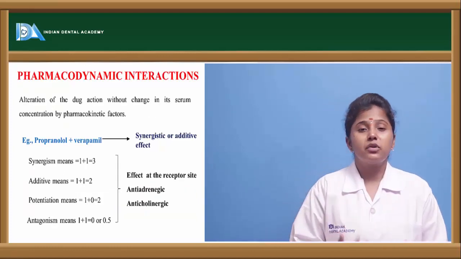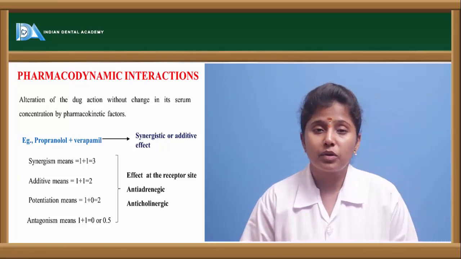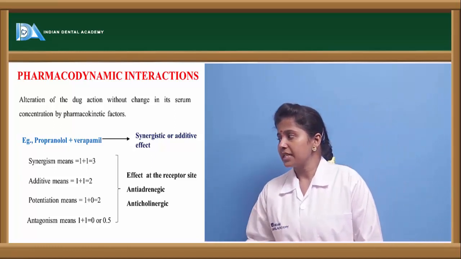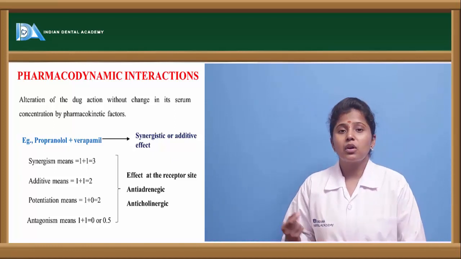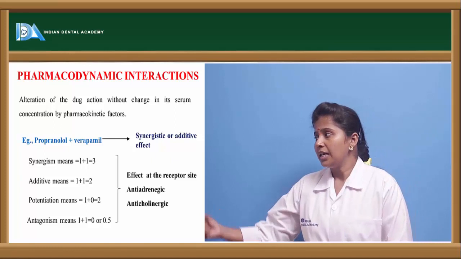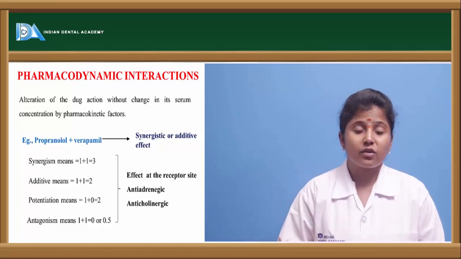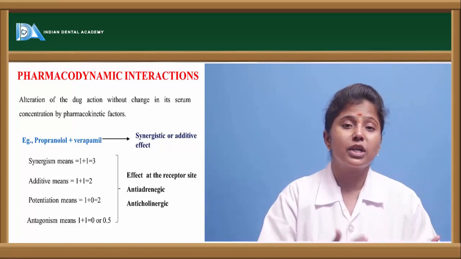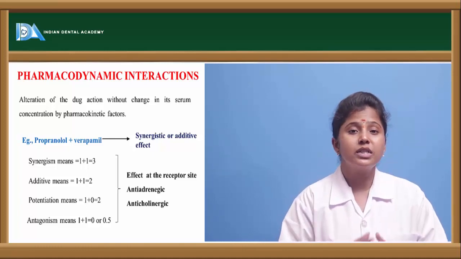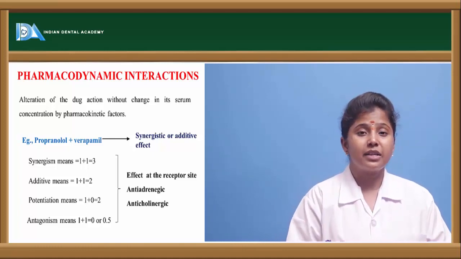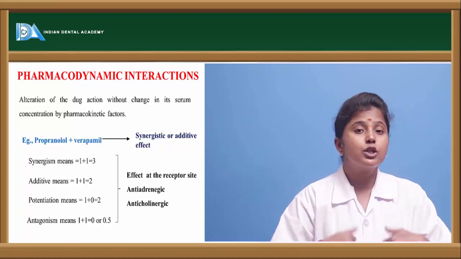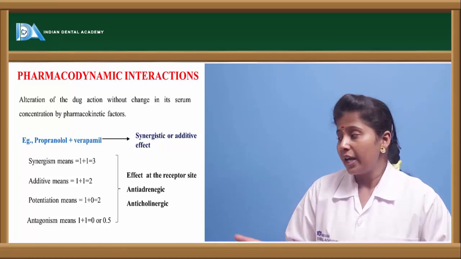Let us see the pharmacodynamic interaction. So what are the pharmacodynamic drug interactions which are taking place? Here, if we see drugs like propranolol and verapamil, if we give propranolol along with verapamil, that will lead to a synergistic effect, or in other words, a potentiation effect. Propranolol and verapamil are used as antihypertensive agents. So if we combine these two drugs, that will show a better antihypertensive effect.